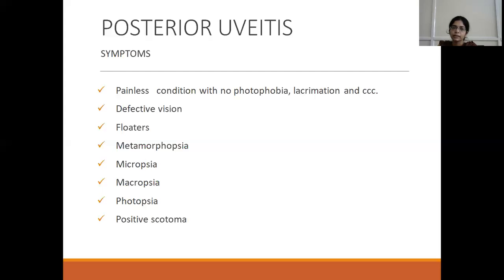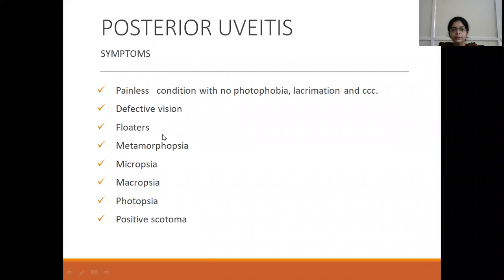Again, to be specific here, if the posterior choroid involvement is in the periphery, then the patient is very unlikely to have any symptoms, and so usually it is an incidental finding, discovered by chance. But suppose it is involving the more prominent posterior pole areas, the macular area and other areas, then usually you can have symptoms of choroiditis. The patient will present with symptoms. Again, because it is involving the posterior part, it is usually a painless condition with no photophobia, lacrimation, or circumciliary congestion. None of these will typically occur.